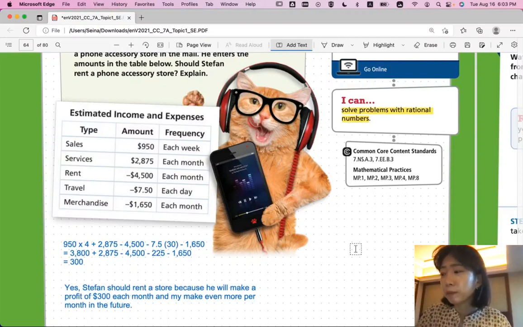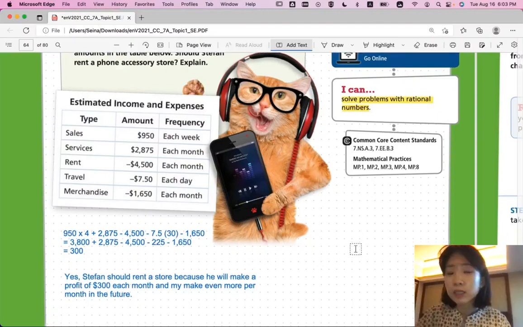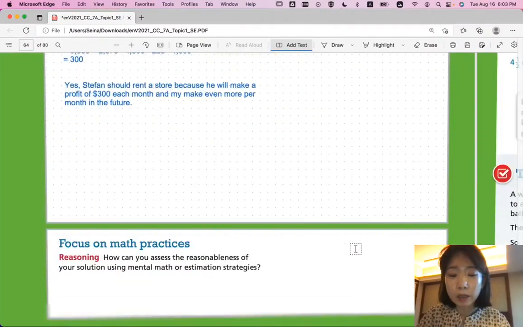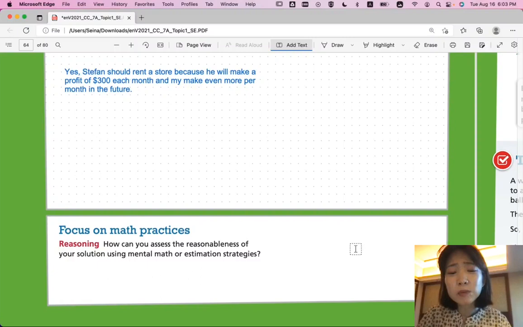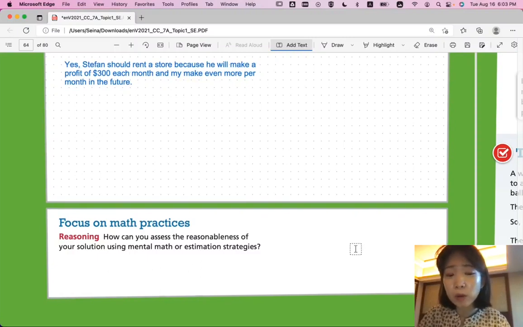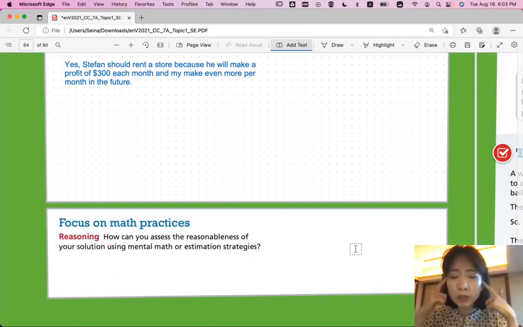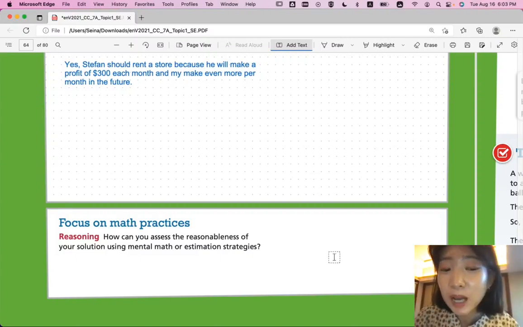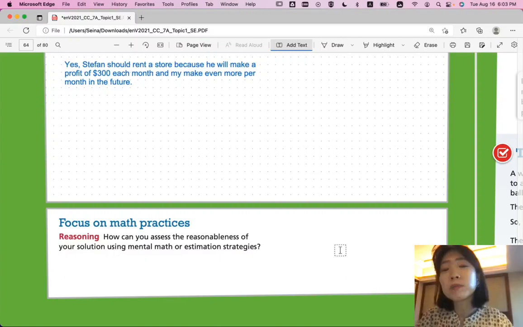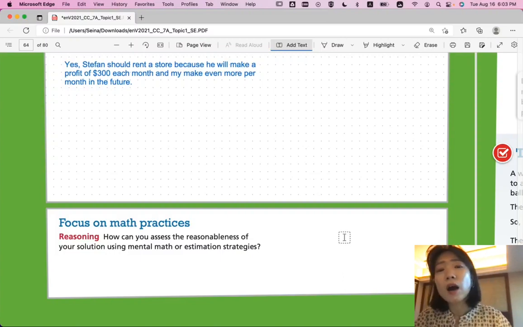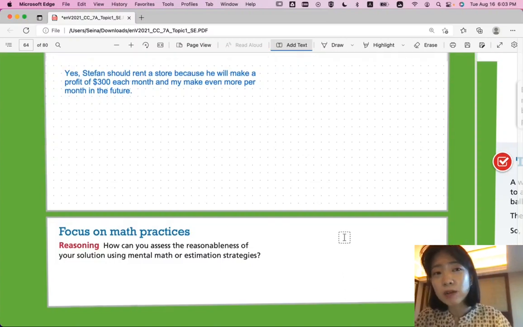Okay? Alright, let's look at focus on math practices on the bottom. How can you assess the reasonableness of your solution using mental math or estimation strategies? What are mental math and estimation strategies? Mental math is when you calculate numbers in your mind. Estimation strategy would be referring to you making an estimate and checking for a reasonable answer by the estimation you get.